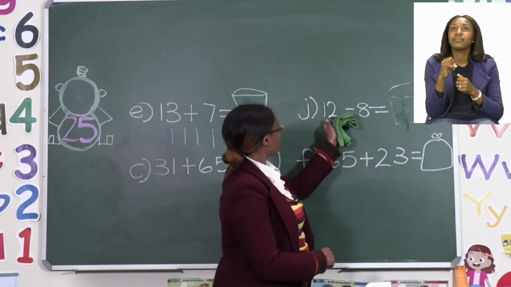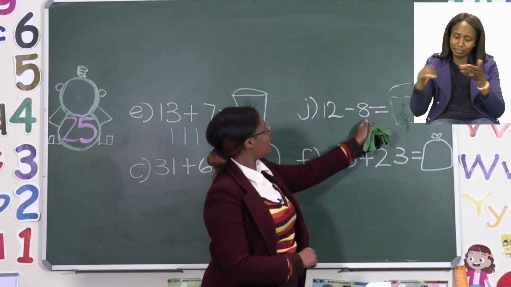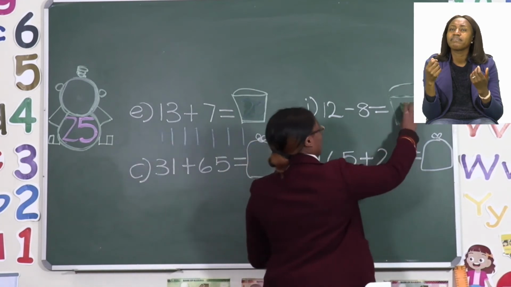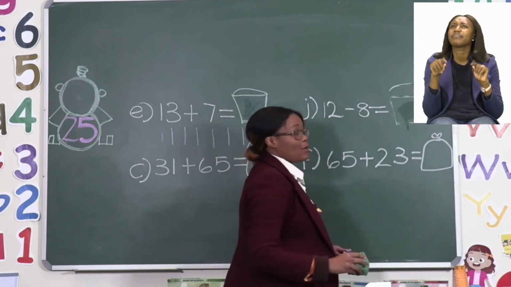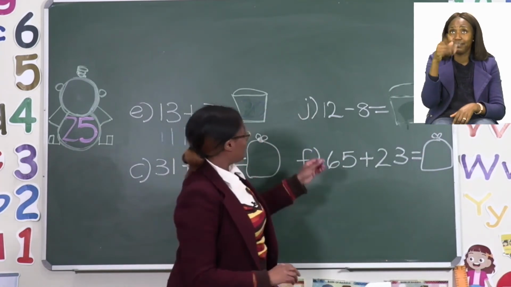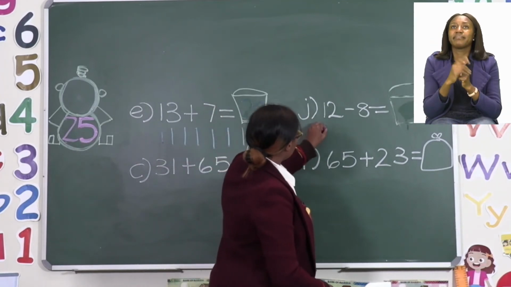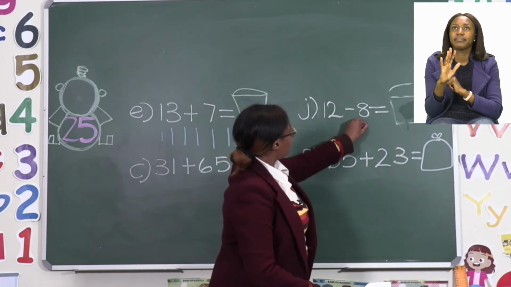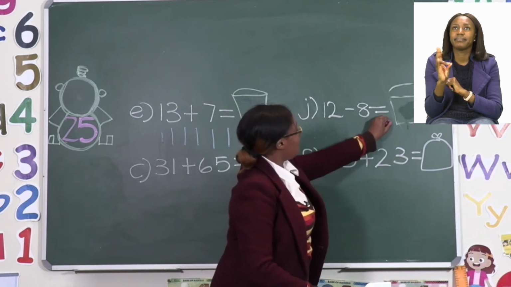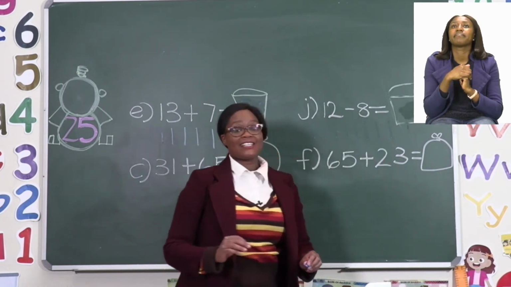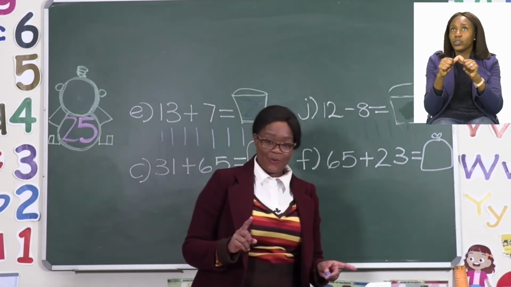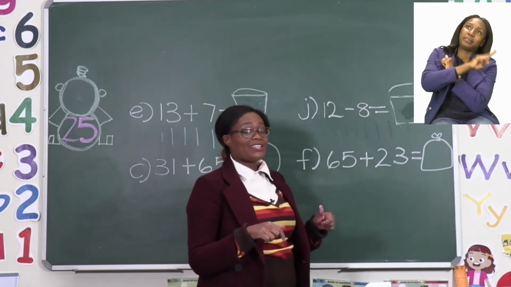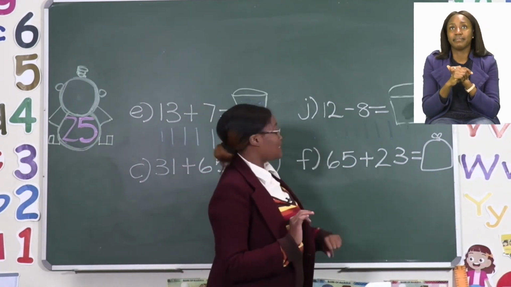J says 12 minus 8 equals dash. So, we are going to draw our 8 sticks. 1, 2, 3, 4, 5, 6, 7, 8. Now instead of counting going forward, we're now going to count going backwards. So remember, 12 is already there.